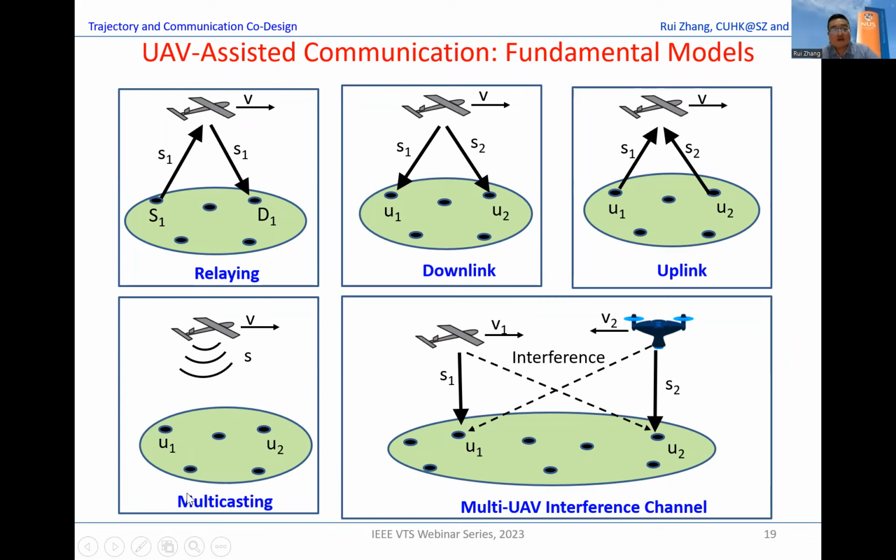Another case is called multicasting. That means the UAV sends a common information to all the ground terminals. The reverse direction is called uplink, where the ground terminals send their independent messages to the UAV base station, for example, in the IoT data harvesting application I mentioned previously. And a more complicated one is the interference-based channel model. That means there are multiple UAV base stations cooperatively serving the users on the ground over the same time and frequency resource. In this case, they may cause interference between the different transmissions at the same time and frequency.